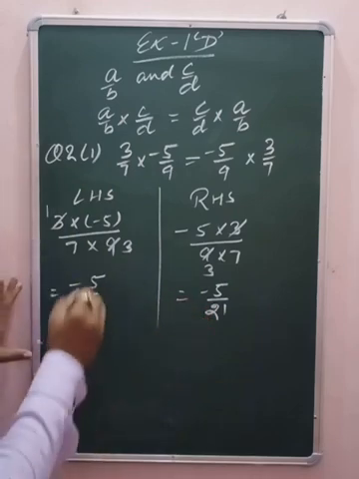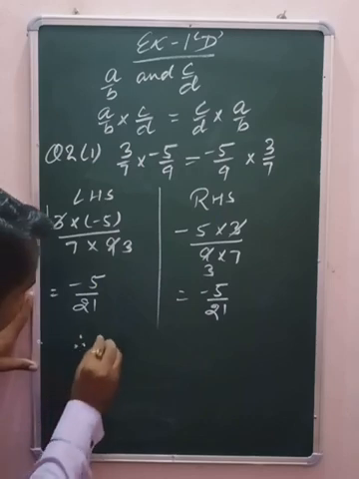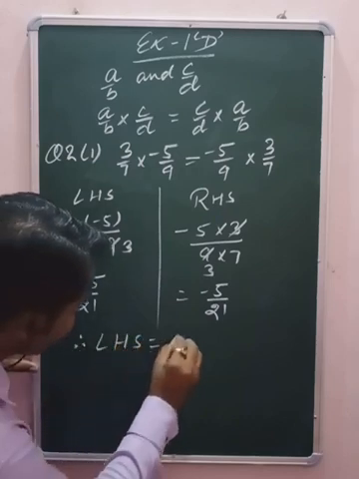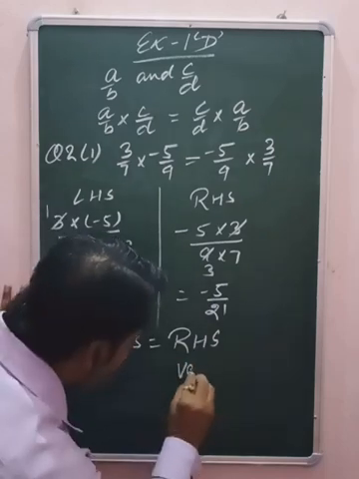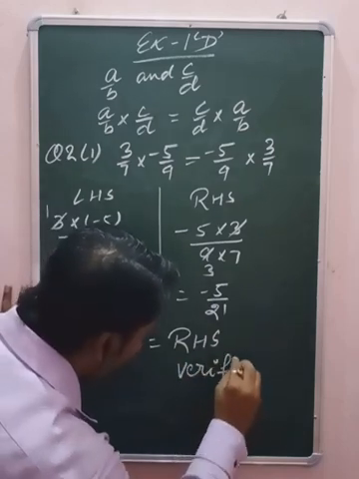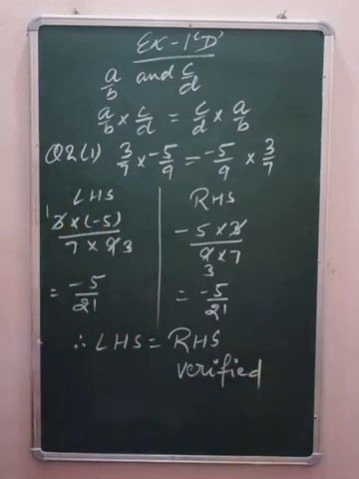RHS. So at last we can write, therefore LHS is equal to RHS, and hence it is verified. So this is the process which you will apply for this question, means for the question number 2.